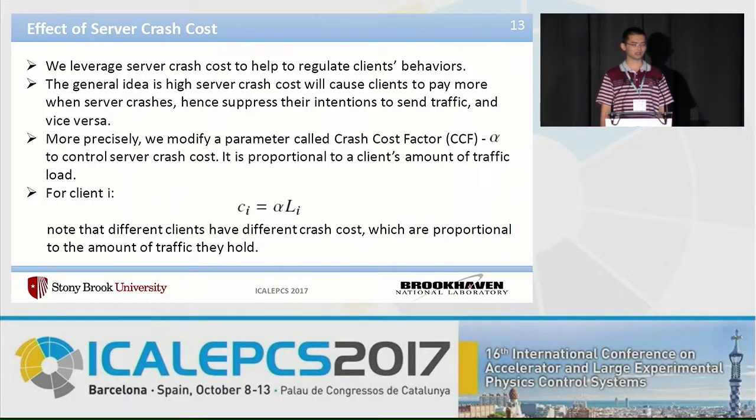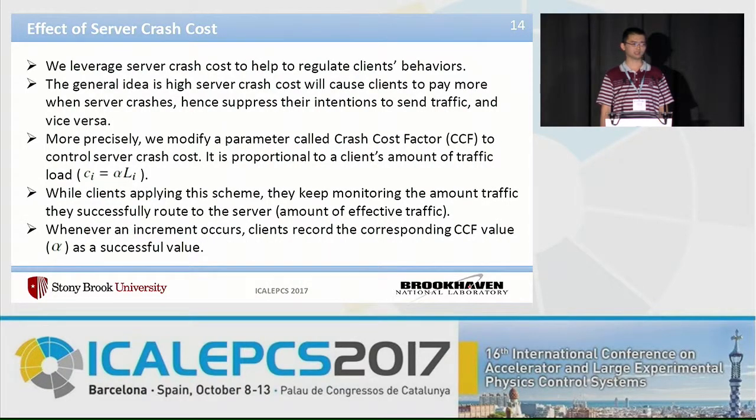More precisely, we accomplish this by modifying a parameter called the crash cost factor, denoted by alpha, and the crash cost for client i, C_i, is defined as alpha times L_i, which is the client's load. Note that clients now have different crash costs, which are proportional to the amount of traffic they hold.